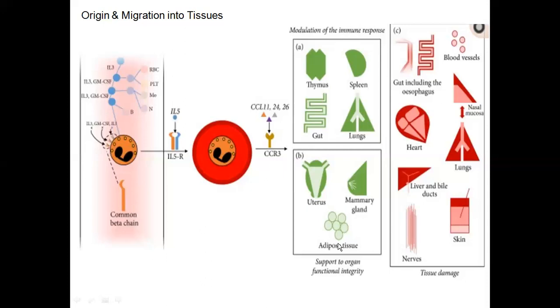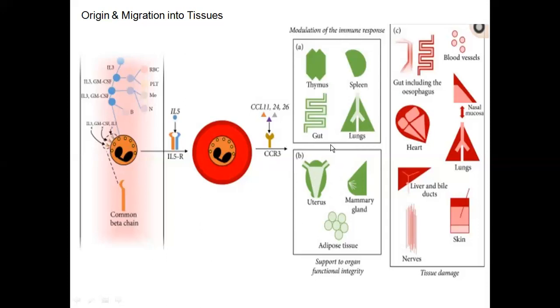Then in some organs, like in the uterus, normally you would see eosinophils, and similarly eosinophils also contribute a great deal towards the development of the mammary glands and their maintenance, and in the adipose tissue you would find eosinophils. So in these organs, eosinophils are involved in maintaining the functional integrity.